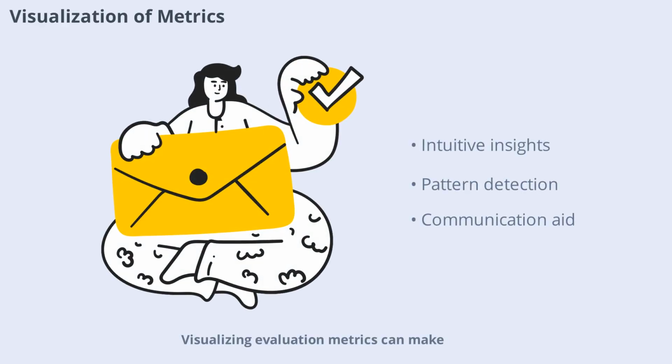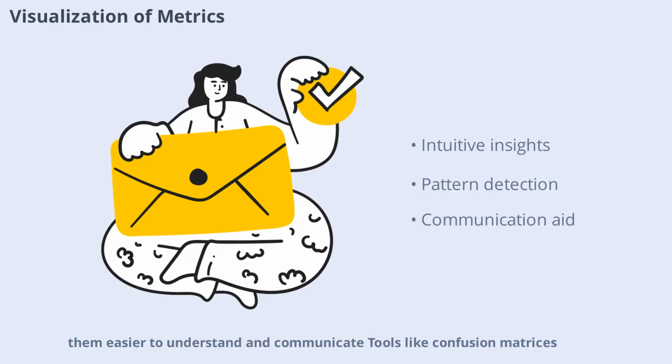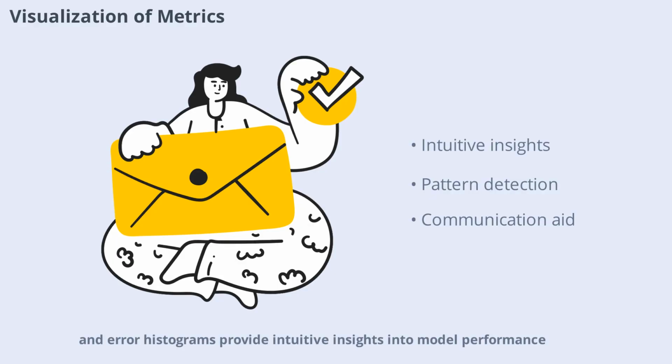Visualizing evaluation metrics can make them easier to understand and communicate. Tools like confusion matrices, ROC curves, and error histograms provide intuitive insights into model performance. Visualization helps identify patterns, outliers, and areas for improvement, making it an essential part of the evaluation process.